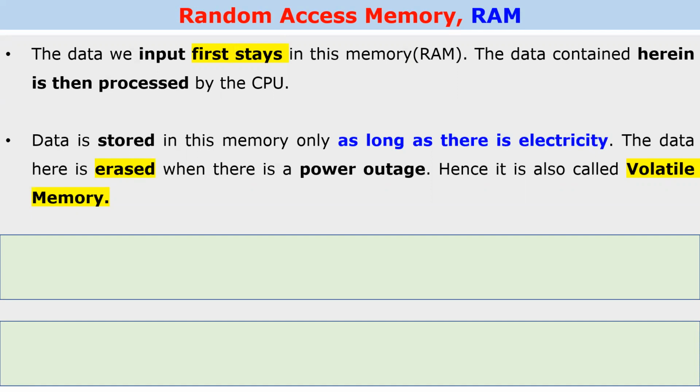Therefore, another name for it is volatile memory. Volatile. Why do we say it is volatile? Data is available in the RAM only if the power is there. If there is no power in the computer, there is no data in the RAM. Therefore, it is volatile.